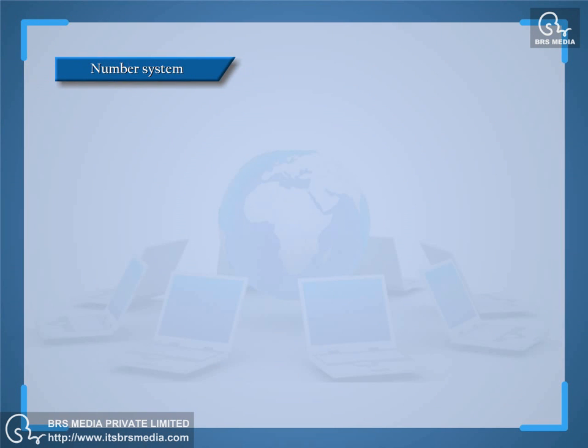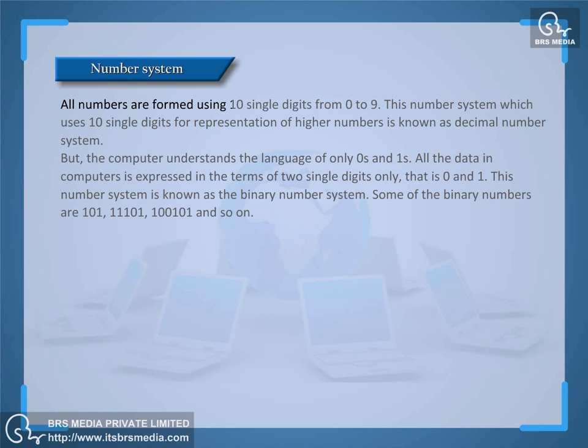Number system. All numbers are formed using 10 single digits from 0 to 9. This number system, which uses 10 single digits for representation of higher numbers, is known as decimal number system. But the computer understands the language of only zeros and ones. All the data in computers is expressed in terms of two single digits only, that is 0 and 1. This number system is known as the binary number system.